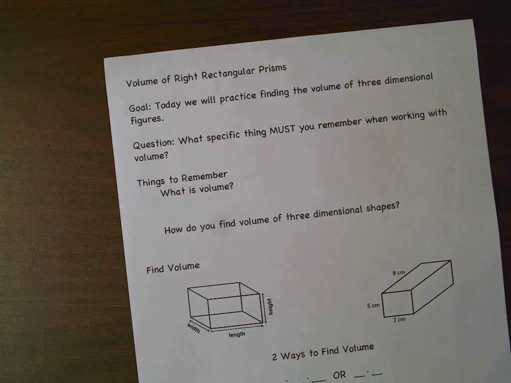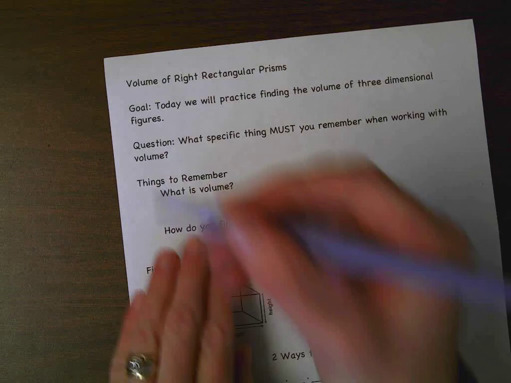So let's review a little bit. Area means the space that's available for two-dimensional figures, right? So what would volume represent? If area represents two-dimensional figures, what does volume represent? And if you came up with the idea that volume represents the area available for three-dimensional figures, you're right, okay?